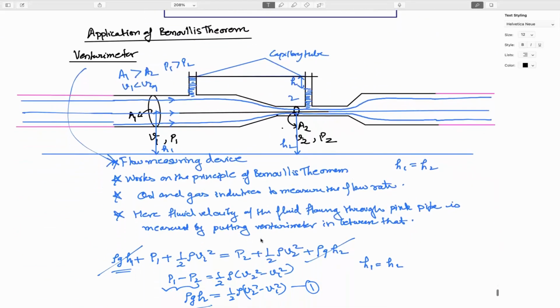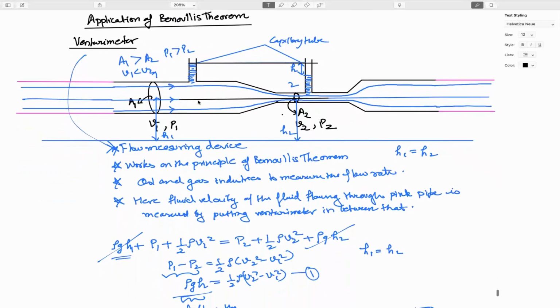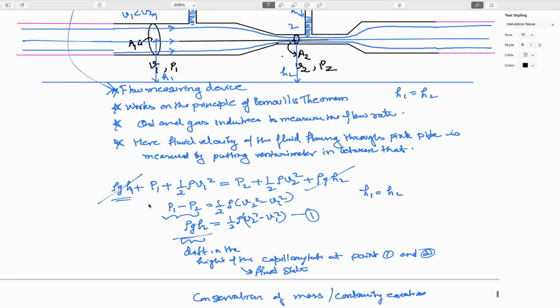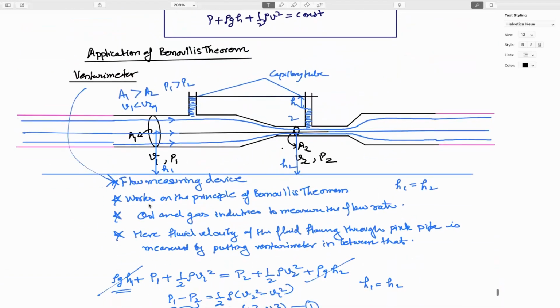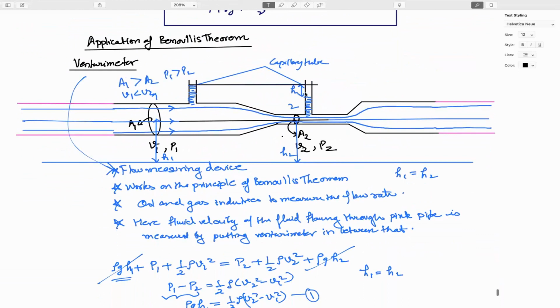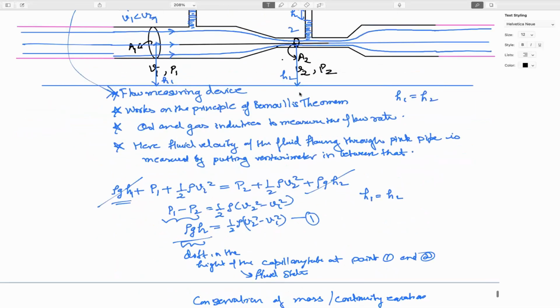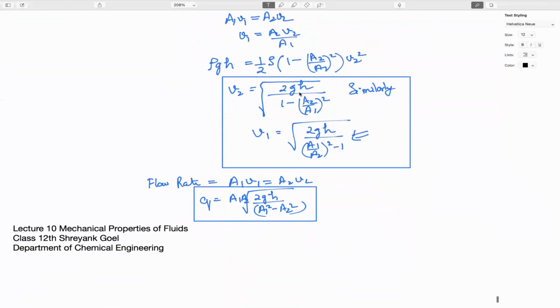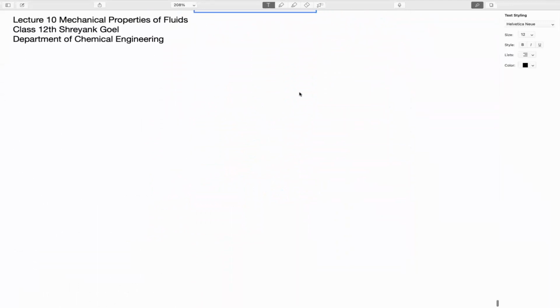After that, we discussed the application of Bernoulli's theorem, in which we discussed the venturi meter. The work of a venturi meter is to measure the flow velocity. If we put this venturi meter in between these two ends of the pipe, we can measure the velocity of fluid flow and the flow rate using the difference in the meniscus of the capillary tube. Okay, so let's look at one question on venturi meter.